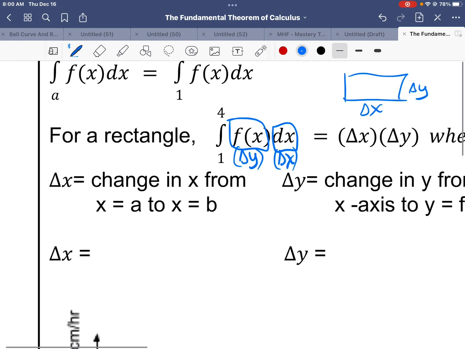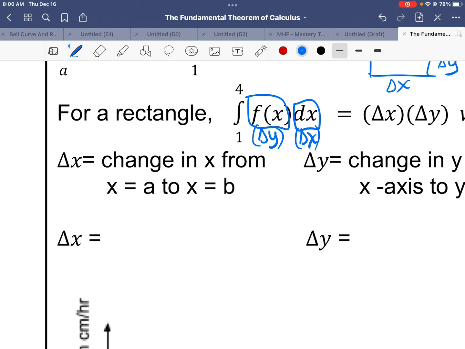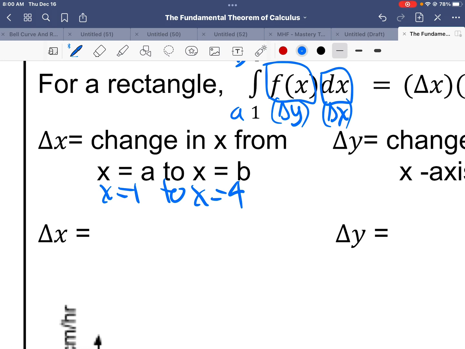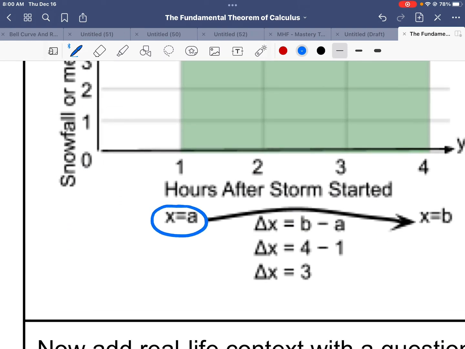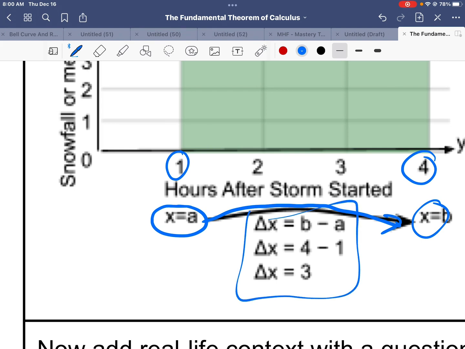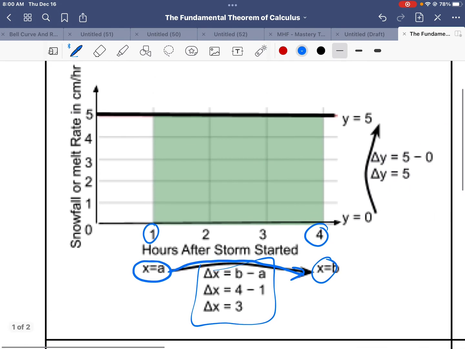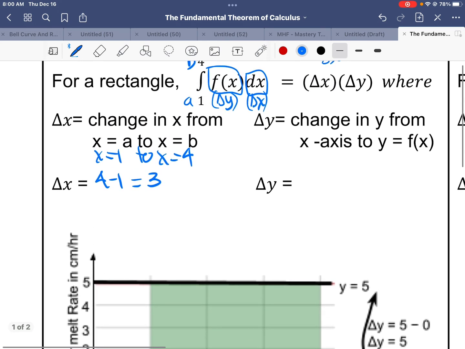Okay, so in this case, our delta x goes from x equals a, which is this value, to x equals b. Direction is important. From x equals 1 to x equals 4. Well, how far do you go from 1 to 4? It's 4 minus 1, which is 3. Okay, and we can look at that on the graph here. I'm going from x equals 1 to x equals 4. And you see the calculation there again. And you'll have a copy of this handout, right? So you'll be able to annotate it as you see fit.